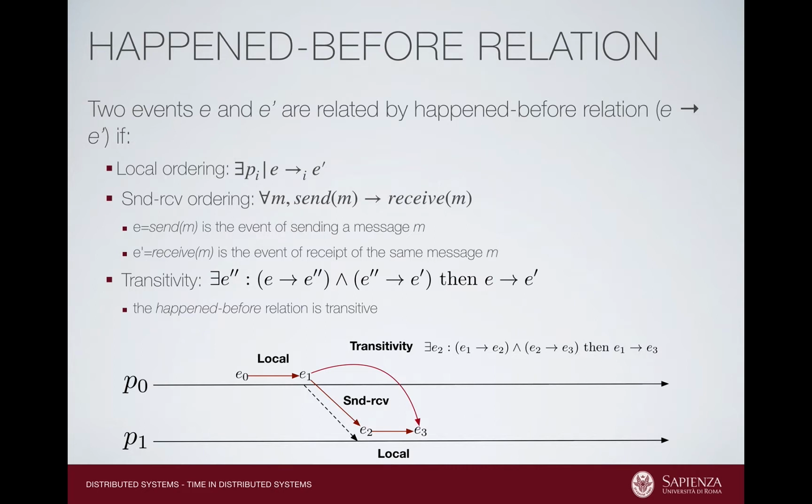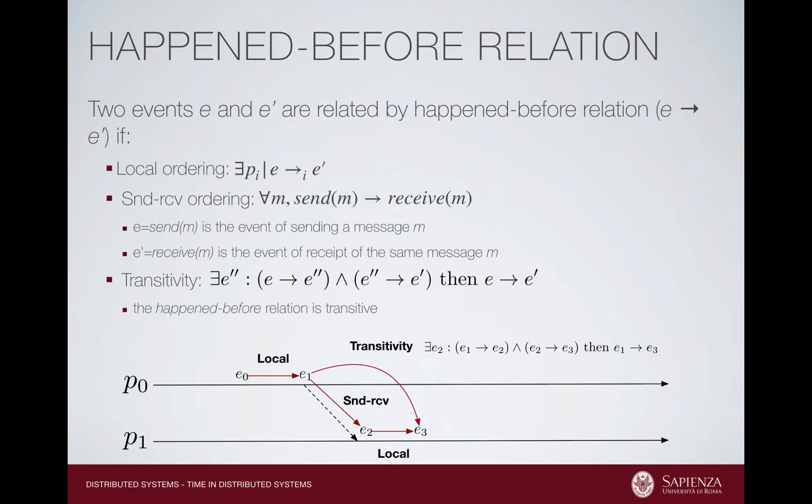Then we have the send-receive rule, that is the one that I explained to you. Given two events that are the send and the receive of the same message, we say that the send is before the receive. The send-receive rule is the one that connects E1 with E2 in this case. And then we have the other rule, that is the transitivity rule.